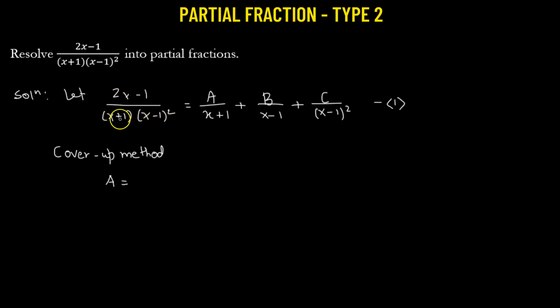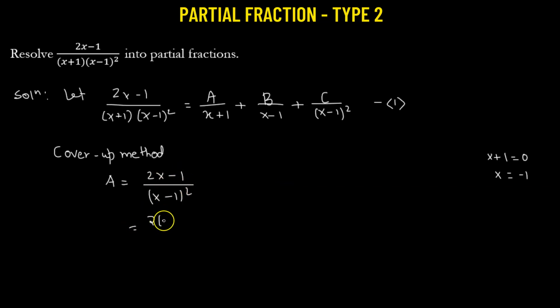So we are going to cover up the factor x plus 1. And covering up the factor x plus 1, we are left with 2x minus 1 divided by x minus 1 whole squared. Now we take x plus 1 and equate it to 0. This gives us x equals negative 1. So we'll replace the value of x with negative 1.